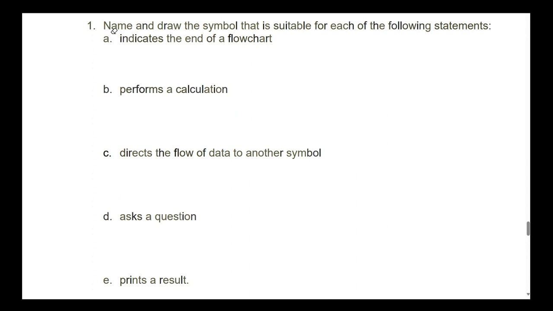Let's continue. Now name and draw the symbol that is suitable for each of the following statements. Indicates the end of a flowchart, the end. For the end of a flowchart, you use the terminator, right? And you would put stop. Performs a calculation. For that, we would use the process, which is a rectangle.